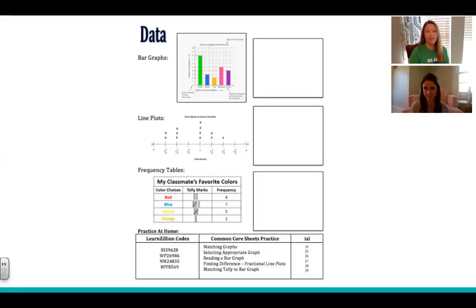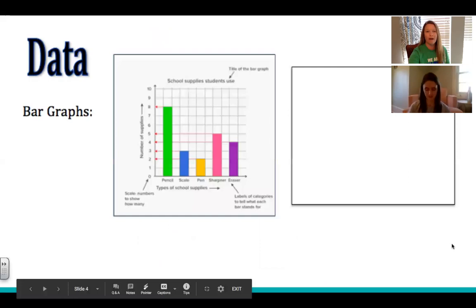I was just going to say that, Mrs. Moore. We're going to be writing quite a bit down. So after each graph, you probably want to pause the video and write down the notes that we have on here and then continue watching. So the first graph that we have to do in the fourth grade is a bar graph.